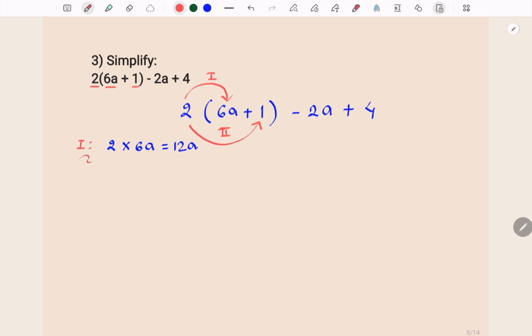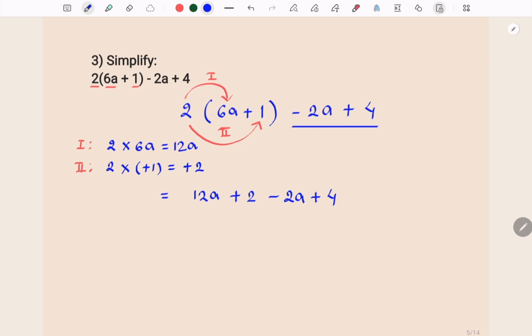and the second multiplication will be 2 multiplied by plus 1. 2 multiplied by plus 1 is plus 2. Now, the next step will be to write these terms as they are, that is 12a plus 2, and these terms will be written as they are, minus 2a plus 4.